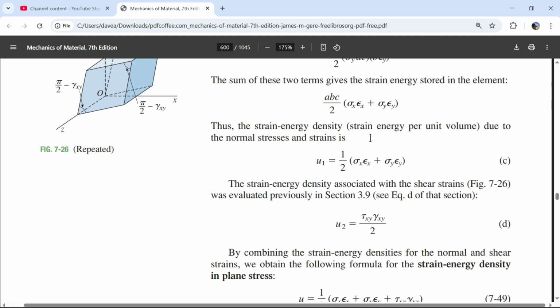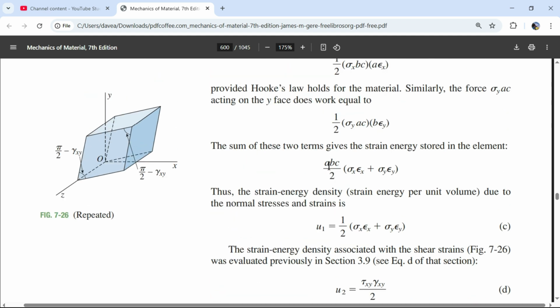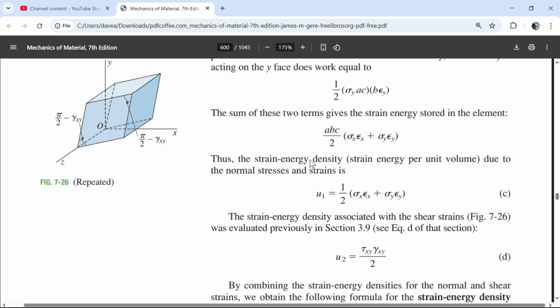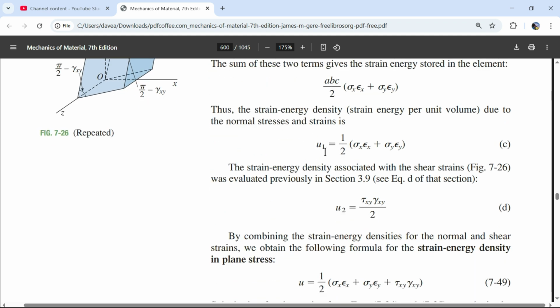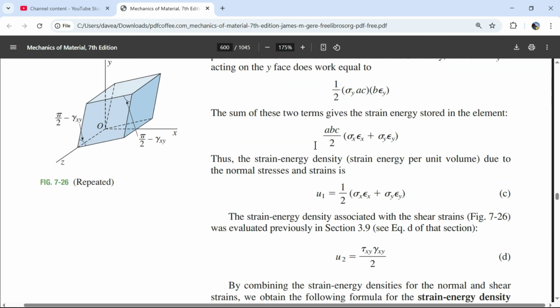Thus, the strain energy density, the strain energy per unit volume, due to the normal stresses and strains, is, we're going to call this lowercase u1. We didn't actually put any letter on that. So we have lowercase u1 for the strain energy for just the normal strains. This U2 is going to be the shear strains. And then we're going to have to add those two energies per unit volume together.